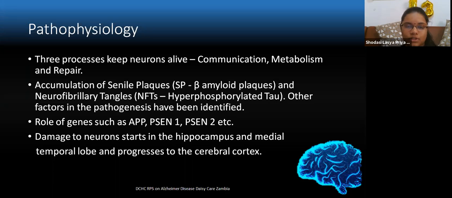We're made up of genes. We get some genes from our mother and some genes from our father. Some genes, such as APP, which stands for amyloid precursor protein, and some other genes, as shown, lead to Alzheimer's disease. Damage first starts in the hippocampus and then the medial temporal lobe, and then progresses to the cerebral cortex.